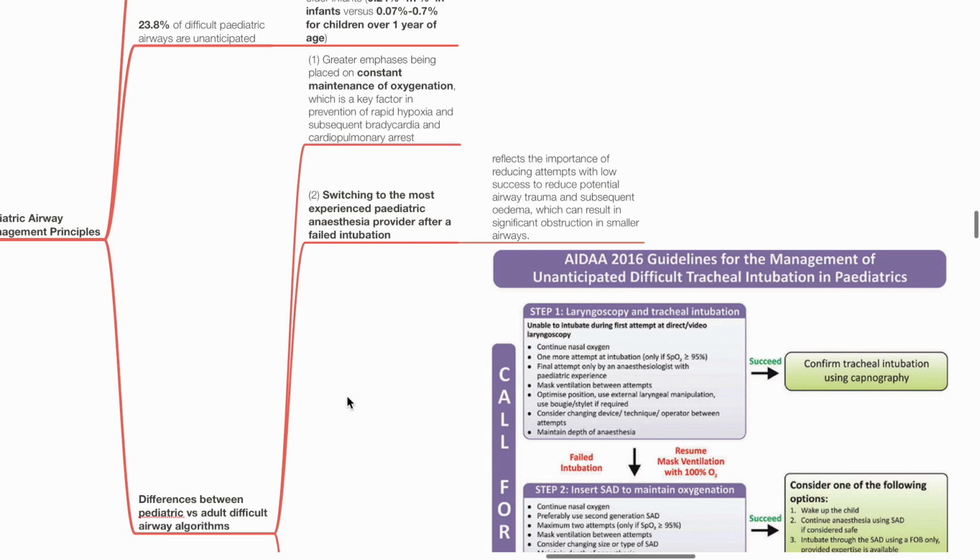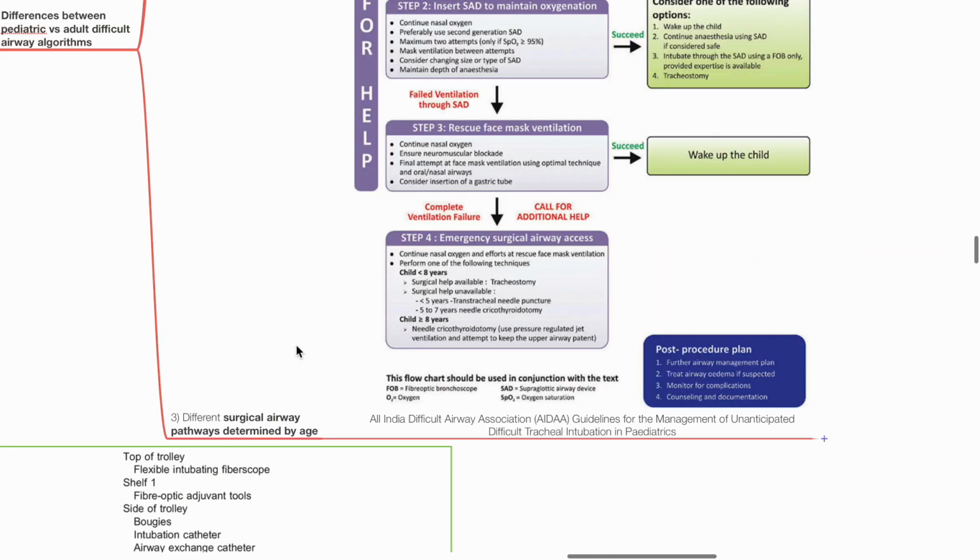Number 2, switching to the most experienced pediatric anesthesia provider after a failed intubation to reduce potential airway trauma, airway edema, which can result in significant obstruction in smaller airways. Number 3, different surgical airway pathways determined by age.